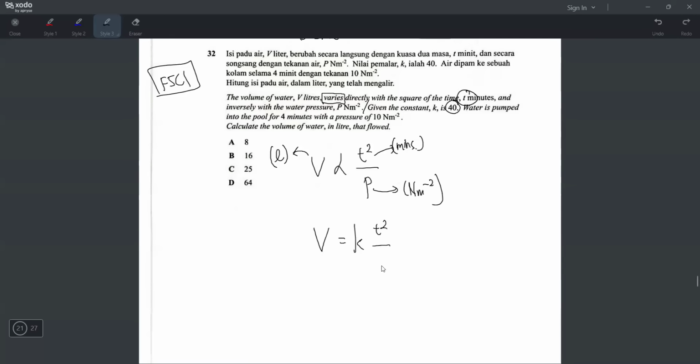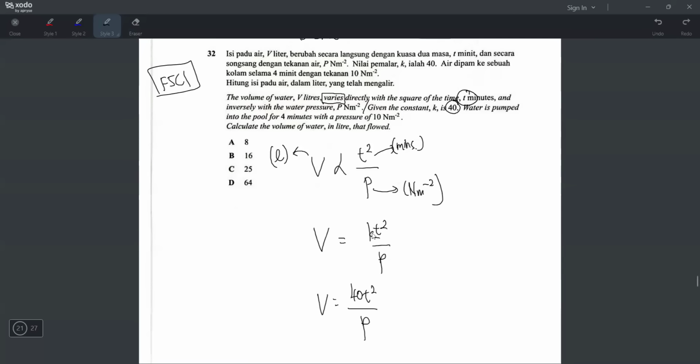And the K, we call that the constant. And the constant, you kena darab dengan whatever after that lah. Whatever after that, you have to darab. Okay, when you take K darab dengan ni, you can terus tulis atas macam ni. Yep, okay. But they already said the K is 40. So I can just write 40 T square over P like that.